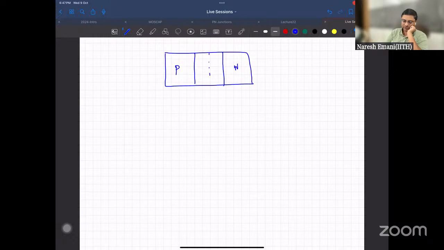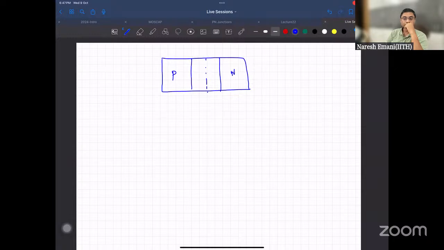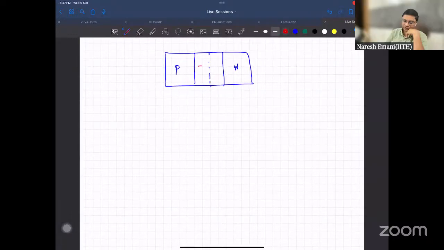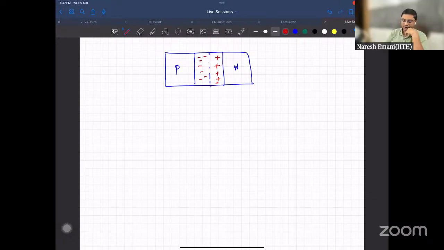What will be the charge on the P side, Sandeep? Sir, positive. P type, P side. Sir, in PN junction, negative charge, right? This side will be negative charge. Why is it negative charge? Due to P type, sir. Yeah, P type, but why should it be negative and not positive?